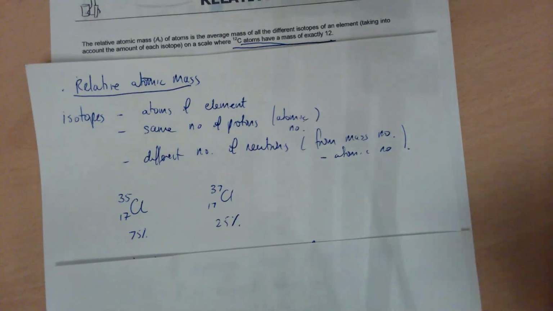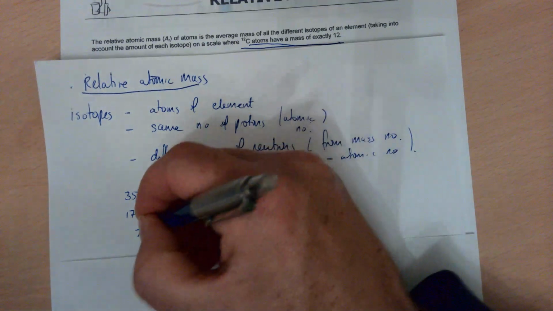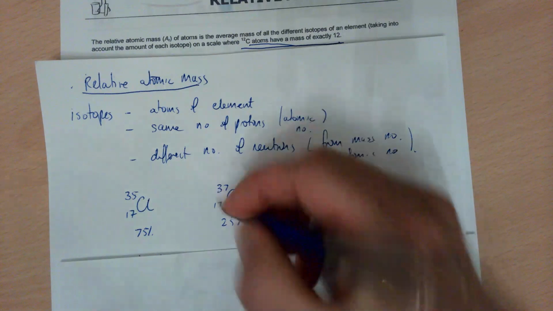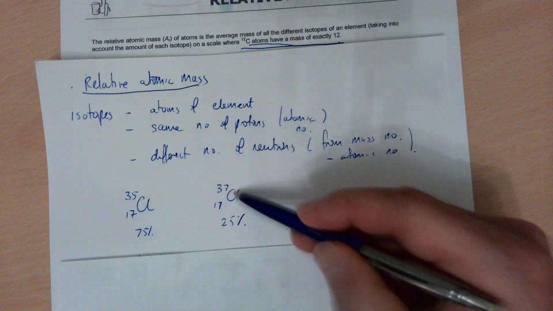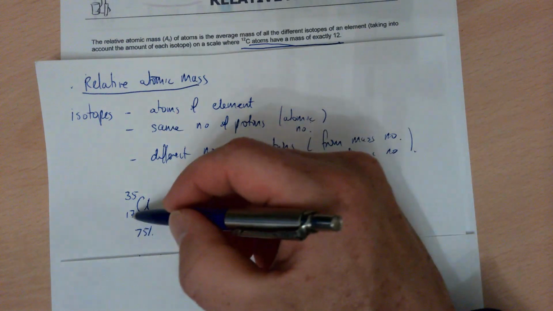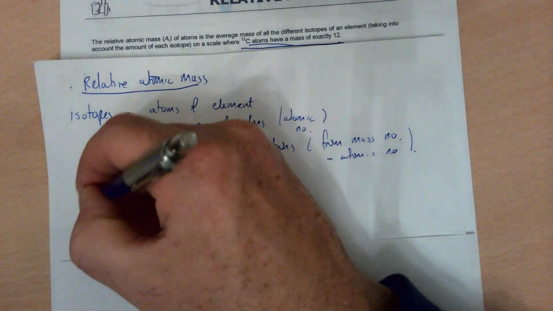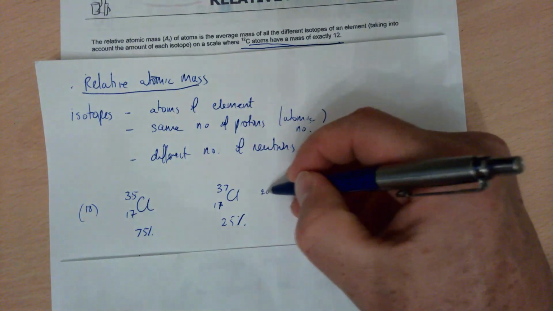So, for example, chlorine has two isotopes. They're naturally occurring in significant quantities. There's chlorine 35 and chlorine 37. And 75% of all chlorine is this one, 25% is the other one. The atomic number for both of them is 17, because it's got 17 protons. This one's got 18 neutrons, which is 35 take 17. This one's got 20 neutrons.